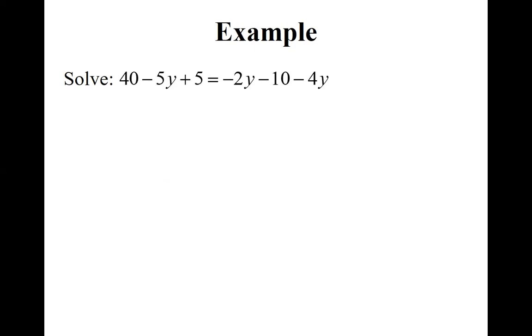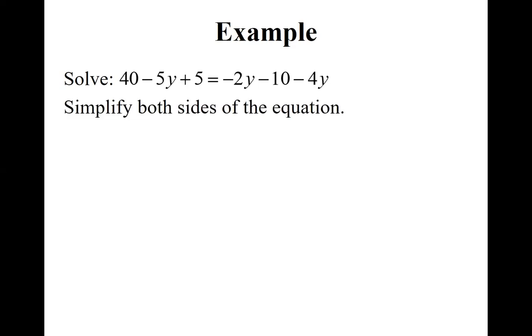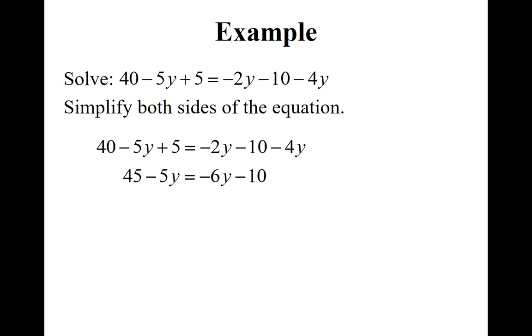Next up, 40 minus 5y plus 5 equals negative 2y minus 10 minus 4y. We have no parentheses to get rid of, but we can simplify both sides of the equation. We have like terms on the left and we have like terms on the right. So on the left, 40 plus 5 is 45. On the right, negative 2y minus 4y is negative 6y. So we have 45 minus 5y equals negative 6y minus 10.